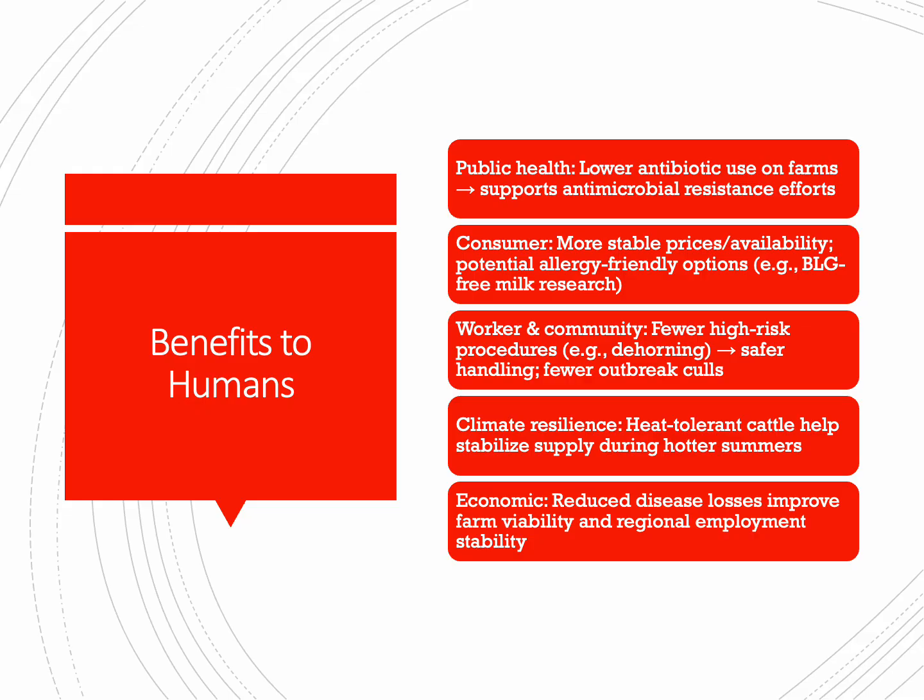We would also see worker and community benefits due to fewer high-risk procedures like dehorning. It would be safer handling for not only farm owners but the animals themselves, and it could also mean fewer outbreak hotspots. Also, for climate resilience due to the heat tolerant cattle, which helps stabilize supply during hotter summers, and also benefits the economy due to reduced disease losses, and it improves farm viability and regional employment stability.